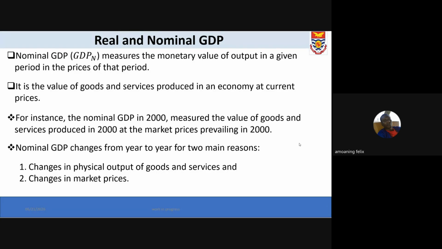But the argument is, what if the price of the commodity increases in 2021? In 2021, if the price of the commodity increases with no increase in output, my GDP is still going to be high, and I will be happy that my GDP is high, but in real sense, output did not change. The only thing that changed was the price of the commodity. So that is what nominal GDP talks about.